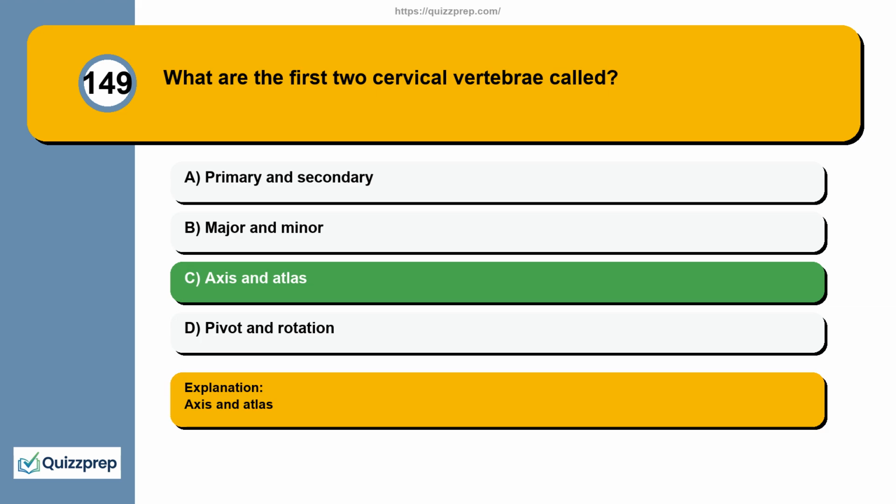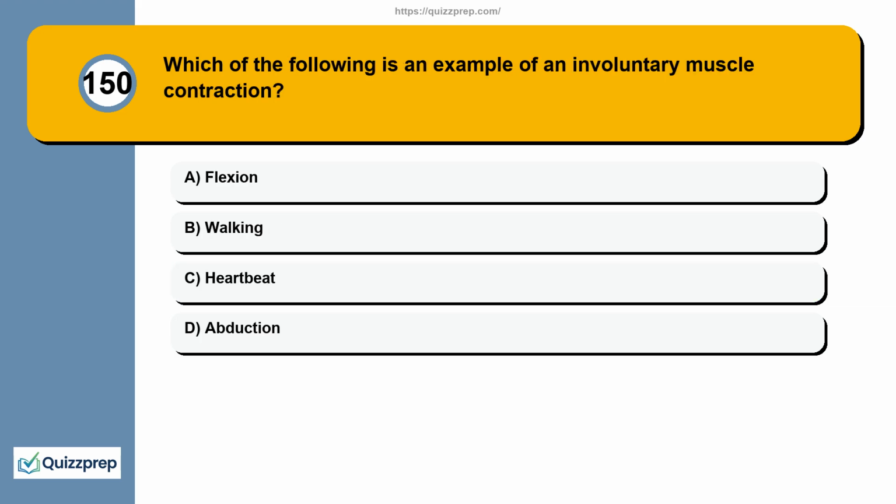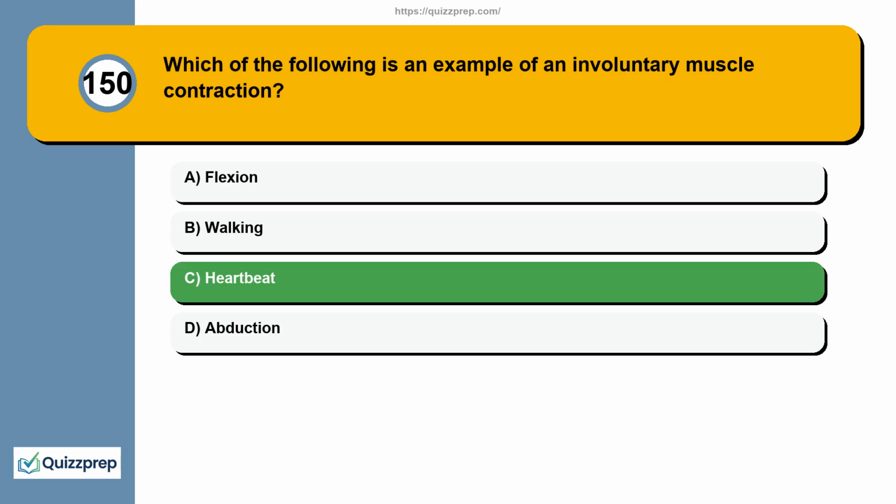Axis and atlas. Question 150. Which of the following is an example of an involuntary muscle contraction? Option A, flexion. Option B, walking. Option C, heartbeat. Option D, abduction. The correct answer is option C, heartbeat.